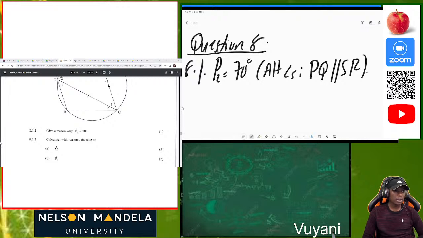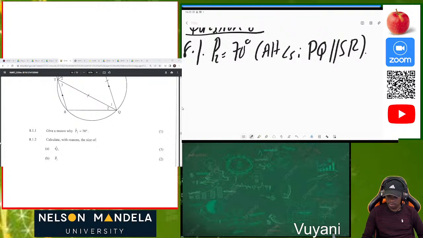Now let's look at the next question, 3 marks. 8.1.2. What is Q1? How are we going to see the angle Q1? What do we know? Since P2 is equal to 70 degrees, what is T2? T2 is equal to 70 degrees. Why? Angles opposite equal sides. Did you see that TQ is equal to PQ? They are equal sides.